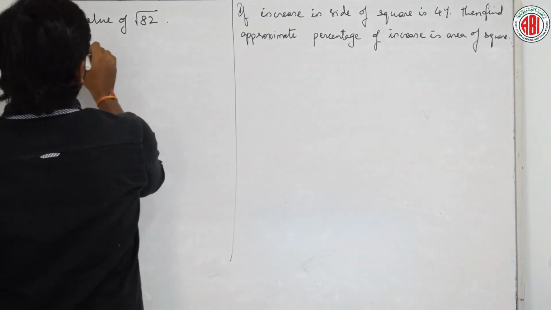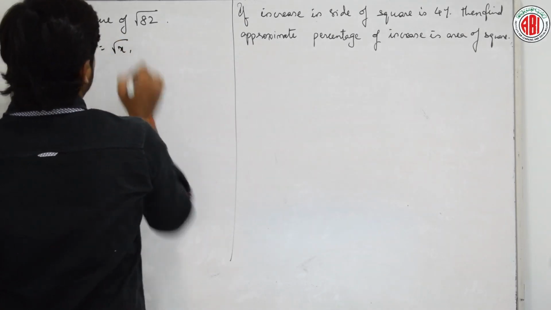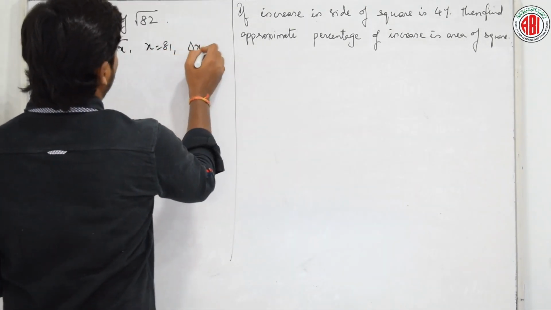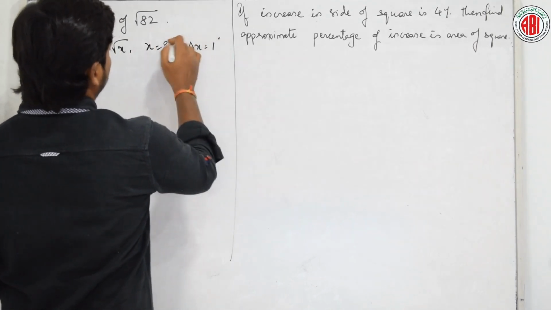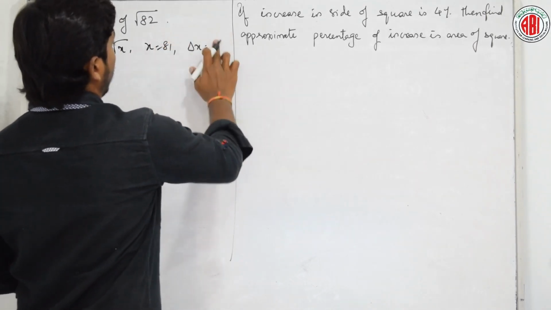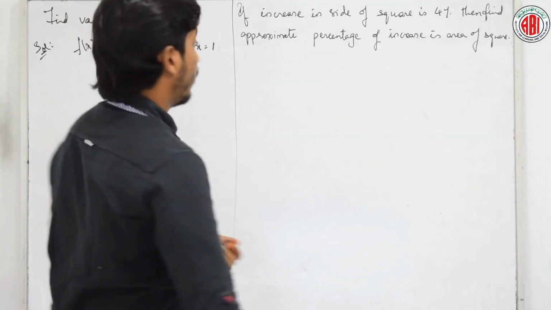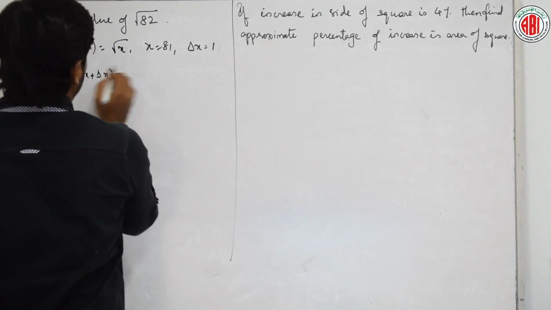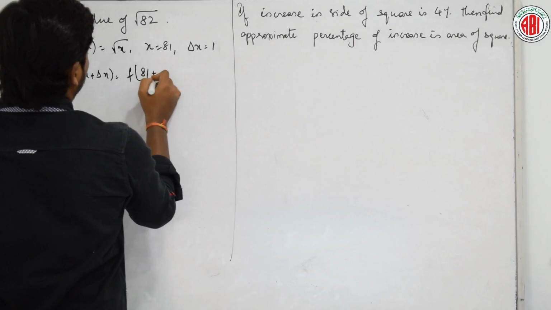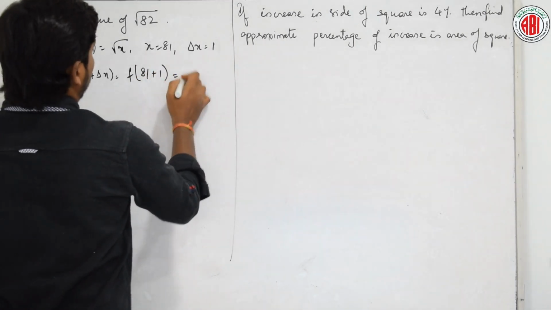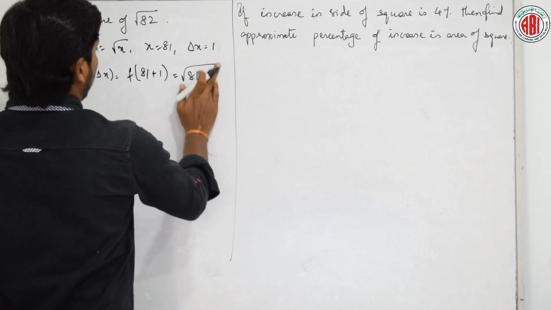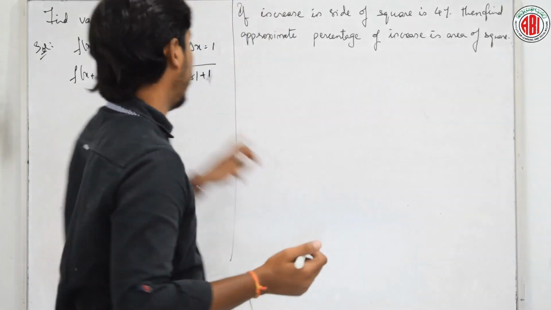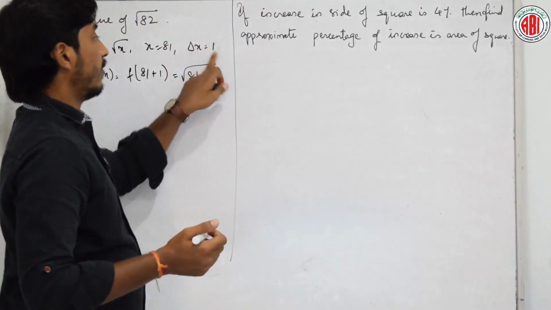We will assume f of x as root x. Okay, where x is 81 and the change in x is 1. Okay, let it be 1. Is it clear? So, we have to find the value of root 82, that is f of x plus delta x is equal to f of 81 plus 1, that is nothing but under root 81 plus 1. Is it? Yes or no? That is what we have to find. What is x here? 81. What is delta x? 1.